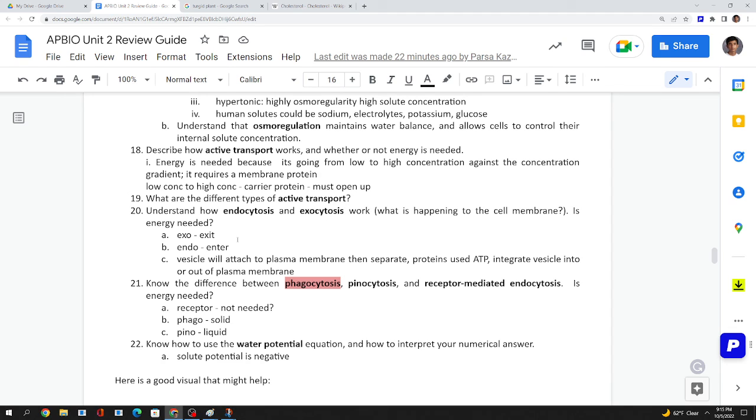Phagocytosis is basically when a cell absorbs something. Pinocytosis is when the cell absorbs a liquid, and it's basically just endocytosis of something, but just more specific endocytosis, and it's going to be a more specific type of exocytosis too.